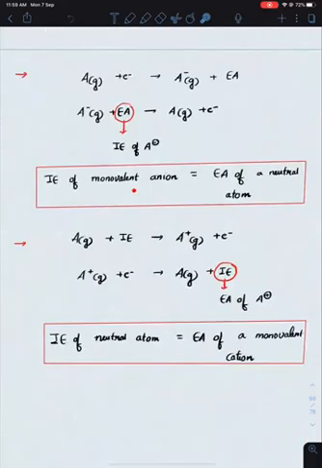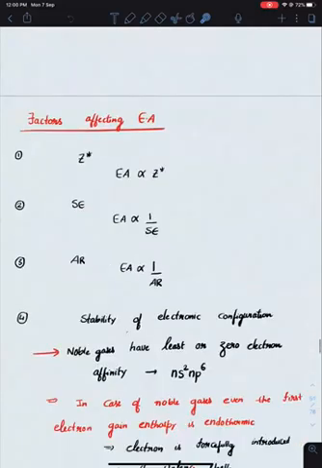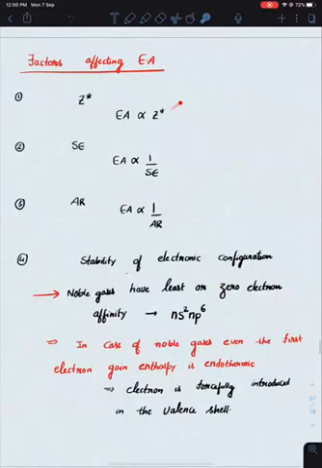आयनाइजेशन एनर्जी ऑफ मोनोवैलेंट एनियन is nothing but the electron affinity of a neutral atom. Ionization energy of a neutral atom is nothing but electron affinity of a monovalent cation. ठीक है. Factors affecting, again Z star, it is directly proportional.